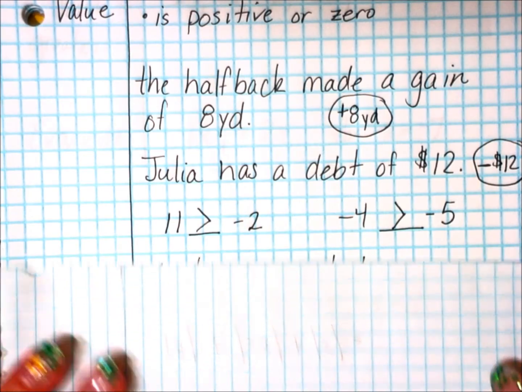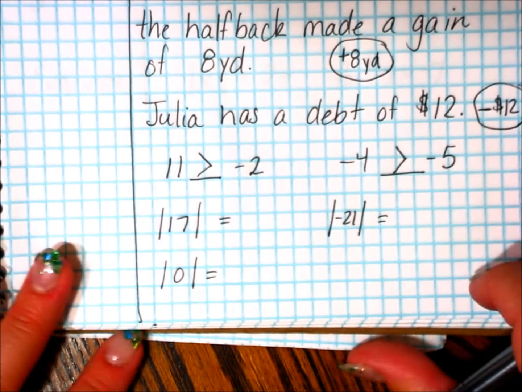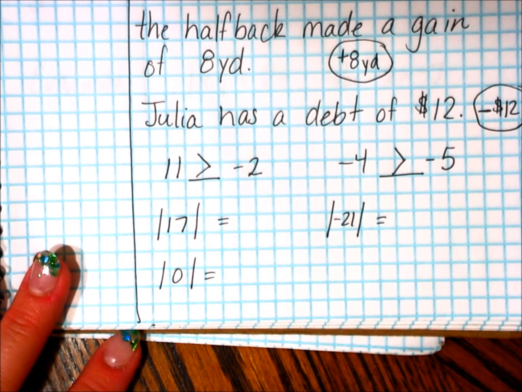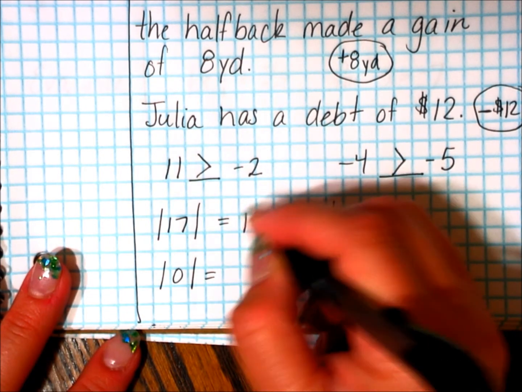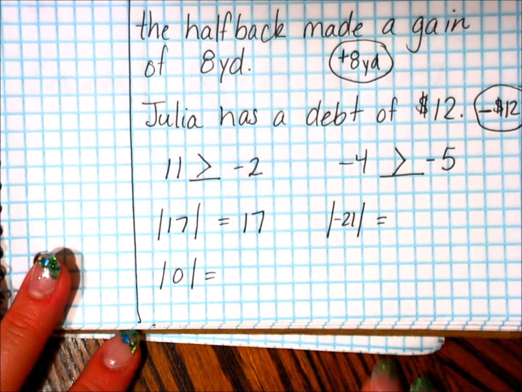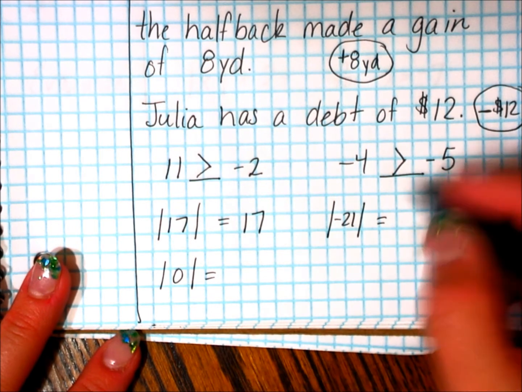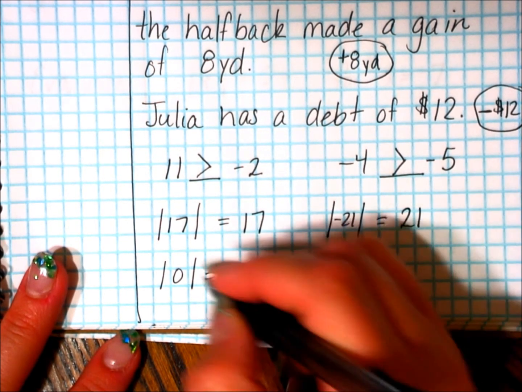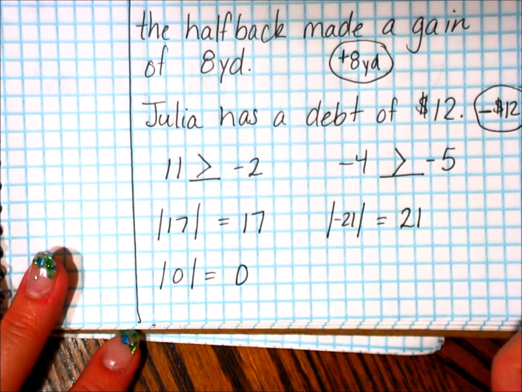Okay. Now let's look at some absolute values. The absolute value of 17 is the distance from 0. And my answer will always be positive or 0. So 17 is 17 places from 0. -21 is 21 places from 0 in the negative direction. And then 0 is 0.